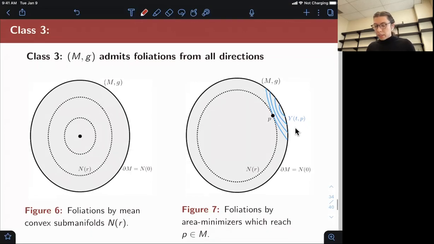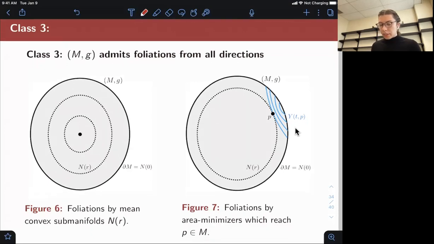So in this setting, the class 3 that we're going to look at, I'm going to call a manifold which admits foliations from all directions. And it has two features. One is that I have my mean convex boundary, and what I can do is foliate this manifold by mean convex submanifolds, let's say N_r. So I have this kind of onion-like structure to the manifold.